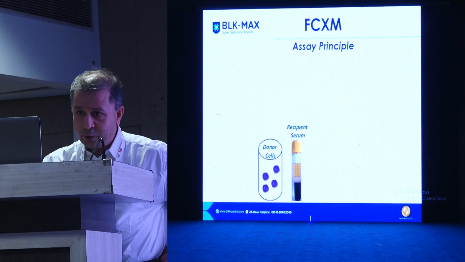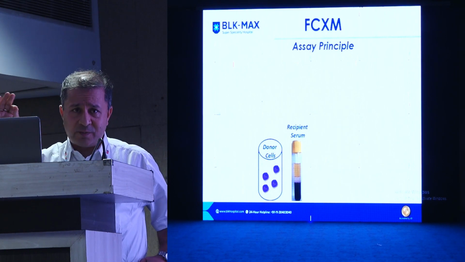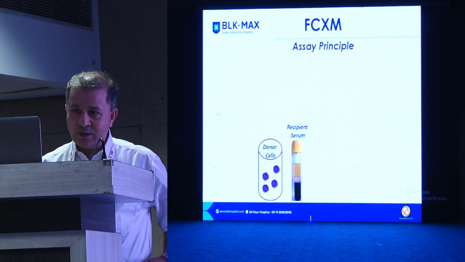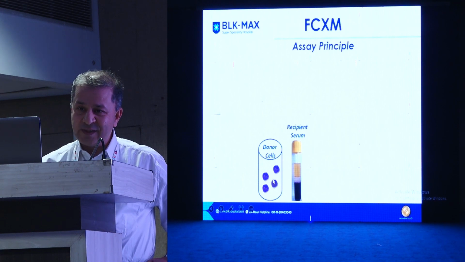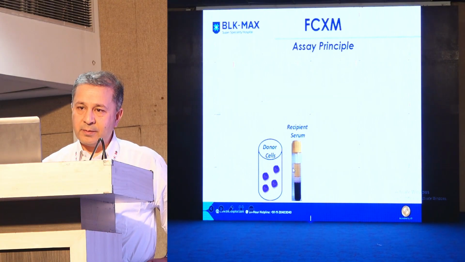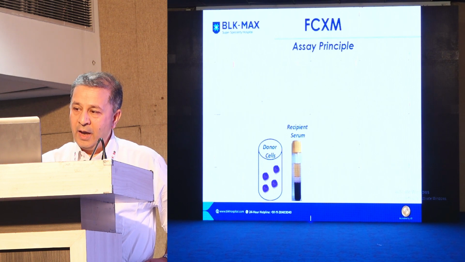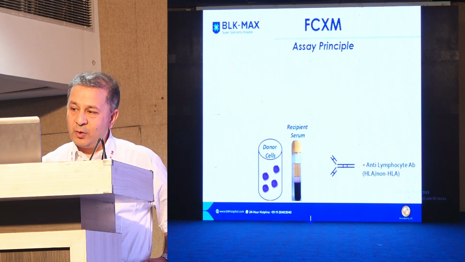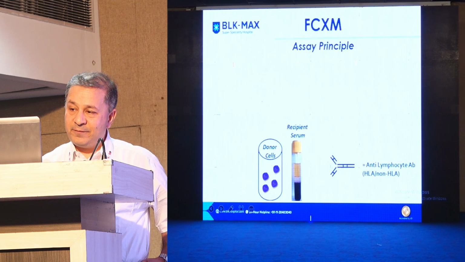Now when you look at the flow cytometry principle, just as with any other cross match principle, what do we start with? We start with donor cells and we start with recipient serum. As simple as that. And what we are trying to figure out is the presence of an anti-lymphocyte antibody within the recipient serum.